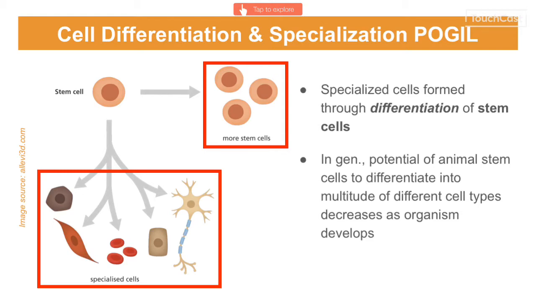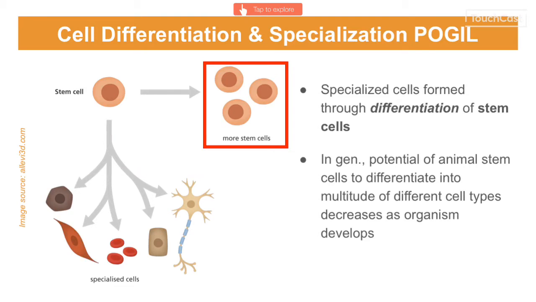Now, one thing that you should be aware of is that in general, the potential of animal stem cells, like our human stem cells, to differentiate into many different types of cell types actually decreases as an organism develops. In other words, the older animals get, in general, those cell types lose their ability to differentiate or become anything they want to. They can still, if they're stem cells, turn into some different types of cells, but not as many as they could back earlier when the organism was developing.